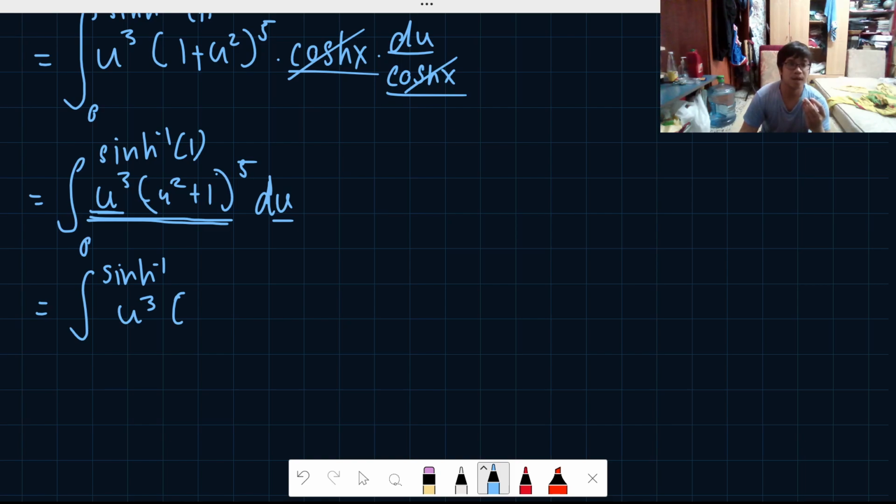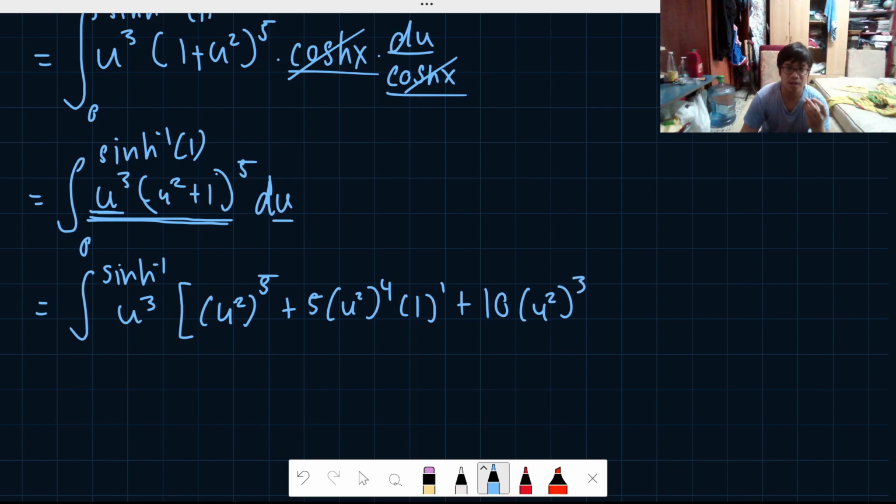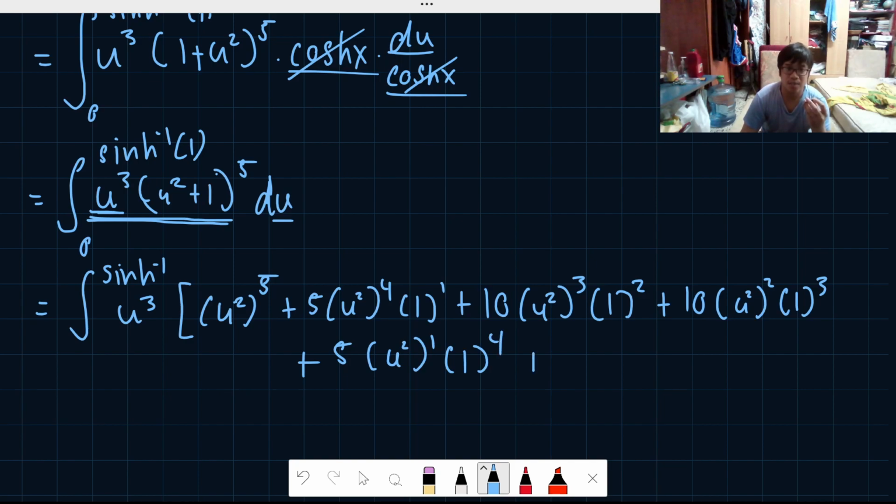So here, if I'm going to expand them, this would be u squared raised to 5 plus 5 times u squared raised to 4 times 1 raised to 1 plus 10 times u squared raised to 3 times 1 raised to 2 plus 10 times u squared raised to 2 times 1 raised to 3 plus 5 times u squared raised to 1 times 1 raised to 4, and lastly, plus 1 raised to 5.